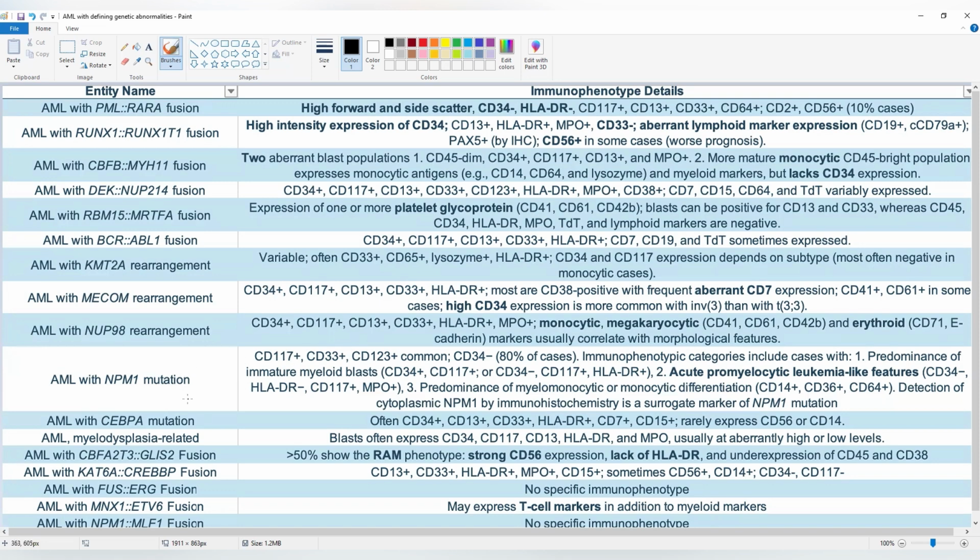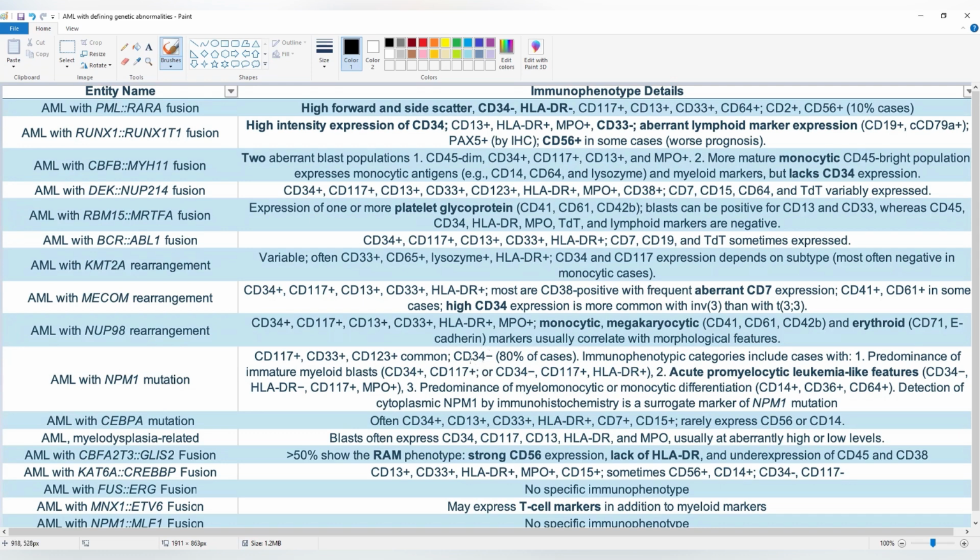As for acute myeloid leukemia with NPM1 mutations, most cases, about 80%, are CD34 negative. However, there are three immunophenotypic categories, one of which is predominance of immature myeloid blasts that can be either CD34 positive or negative, with positivity of CD117 and HLA-DR. However, they can have acute promyelocytic leukemia-like features with a similar immunophenotype, so just be careful. And sometimes they can show predominance of myelomonocytic or monocytic differentiation.